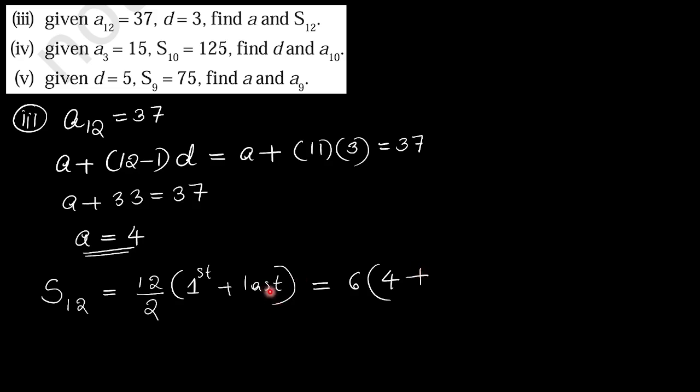Last term means 12th term, because we are going to add 12 terms, right? Last term means 12th term. The 12th term is given as 37. Okay, so 6 into 41. Let me multiply 6 into 41. You will get the product 246.